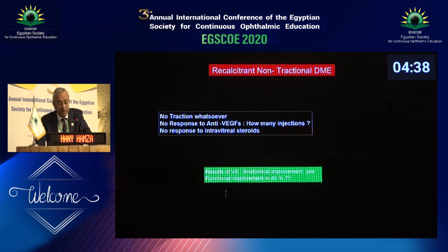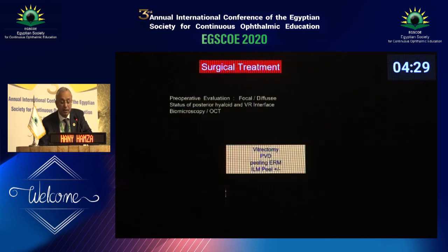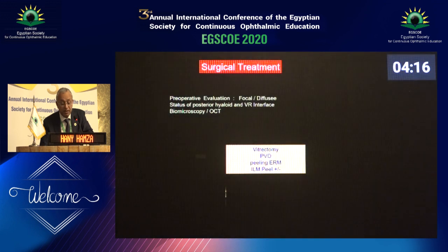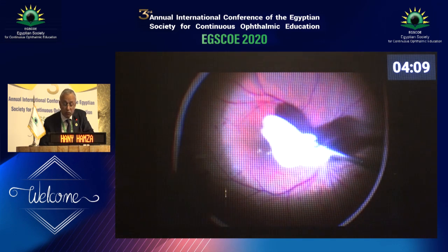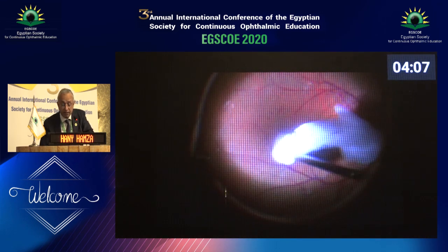The results of vitrectomy in these cases are anatomical improvement, yes, in many cases, but functional improvement in only 40% of cases. So before we proceed to surgical treatment, we have the preoperative evaluation to know whether it's focal or diffuse, the status of the posterior hyaloid, and the vitreoretinal interface. And the surgical plan includes vitrectomy, PVD, peeling of the epiretinal membranes, and ILM peeling is an option as well in these cases. So let's go through some of these cases here.